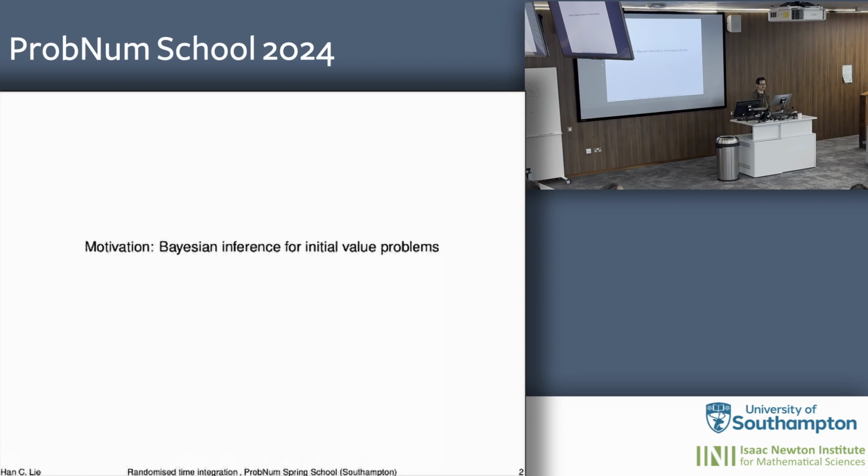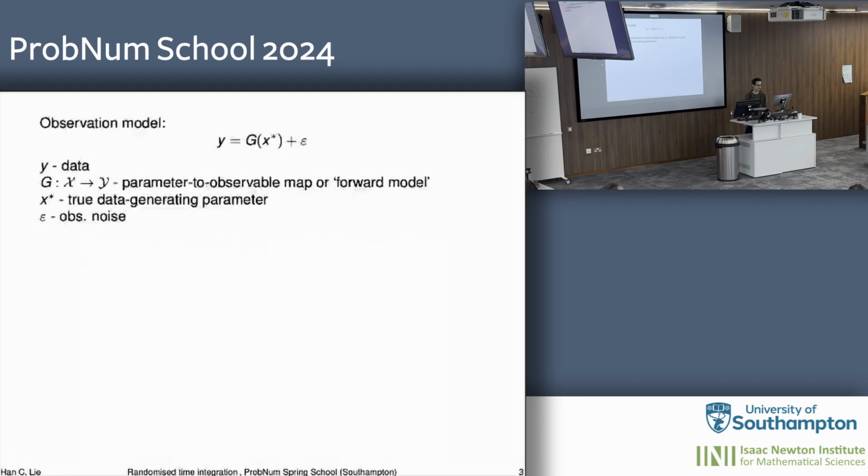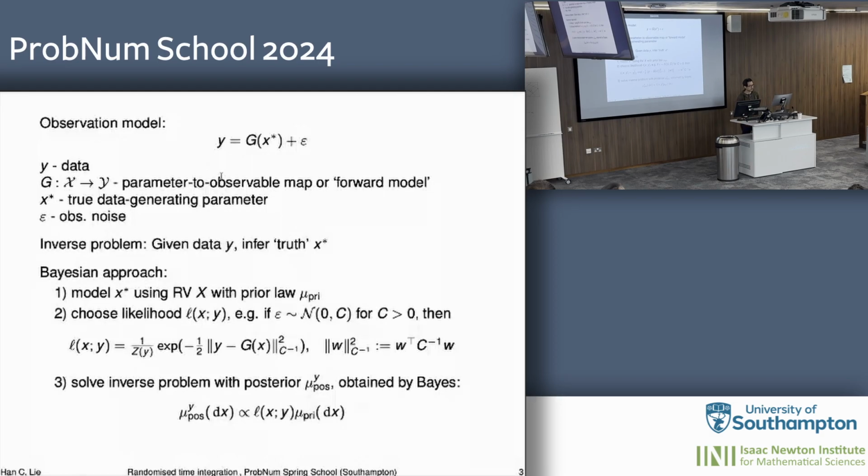This is about Bayesian inverse problems, in particular for initial value problems, which are very common in a lot of scientific applications. You've seen a lot of this already, but let me formalize everything. We have an observation model: the data y is a noise-corrupted image of some true parameter x star, which is fixed, under a so-called parameter-to-observable map or forward model G. So x star is the truth and epsilon is the noise. The inverse problem is: given the data y, we want to infer the truth x star.